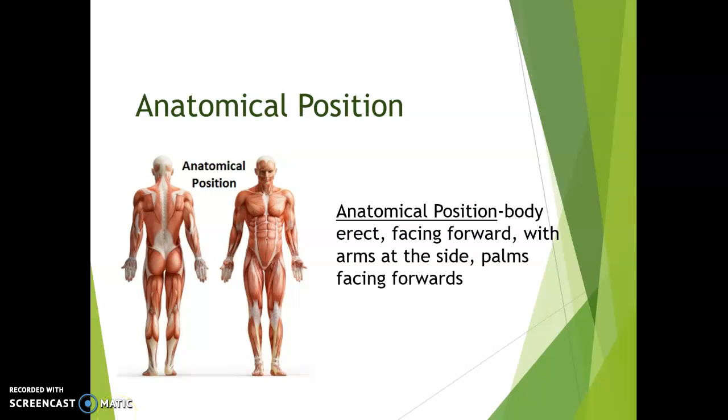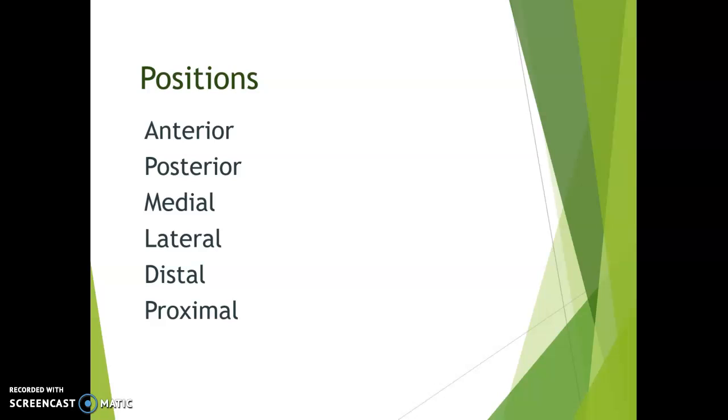Okay, so first we're going to talk about anatomical position. This is a position that the body is in, and it's important because it's going to be our reference point for how we locate and describe an injury or the body position that we find someone in. So anatomical position is going to be with your body standing straight up and erect, facing forward, with your arms at your side and your palms facing forward. That's considered our anatomical position.